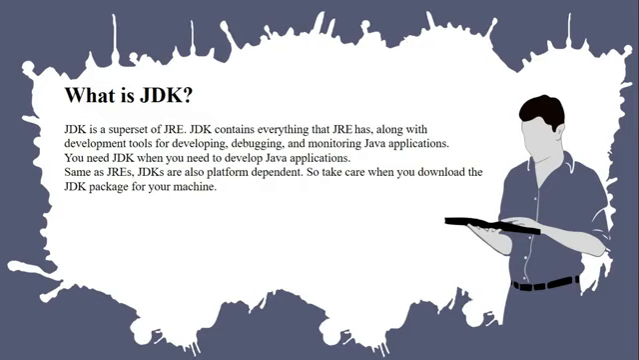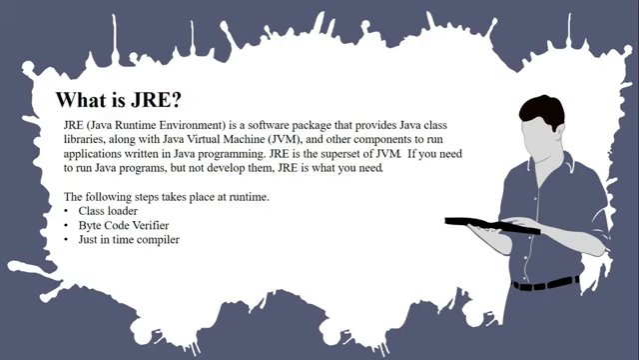What is JDK? JDK is a superset of JRE. JDK contains everything that JRE has, along with the development tools for developing, debugging, and monitoring Java applications. You need JDK when you need to develop Java applications, so basically when you are a developer. Same as JRE, JDK is also platform dependent. So please make sure to download the right version of the JDK package for your machine, because there are different packages for Linux and different packages for Windows, since JDK is platform dependent.